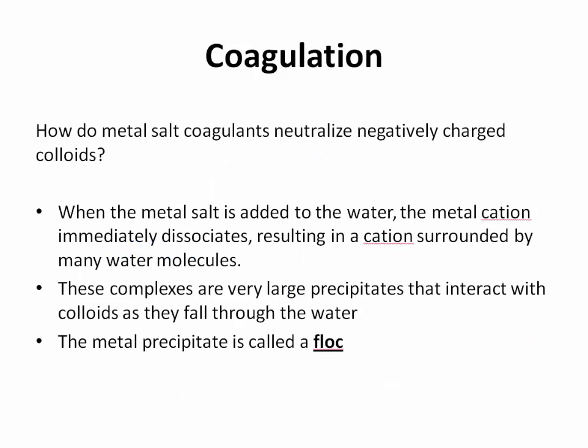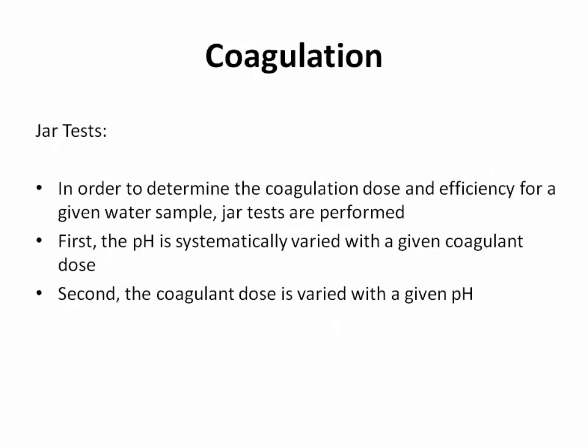Metal salts simply release their cations into solution. The ferric interacts with the negatively charged particles to create a metal precipitate, a flock. In order to determine the dose of how much coagulant should be added into a water, it really is impossible to predict that in a straight-up chemical reaction. And that is because we are not looking at a strict chemical reaction, we're looking at charge neutralization.